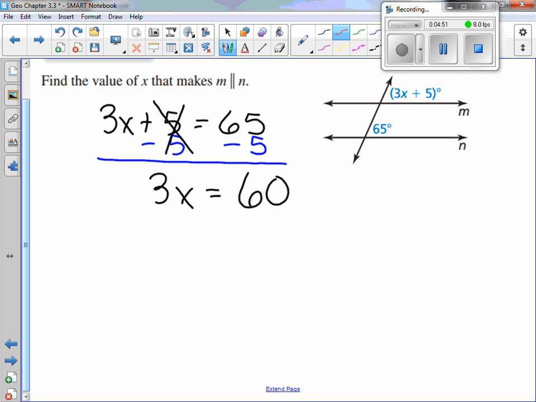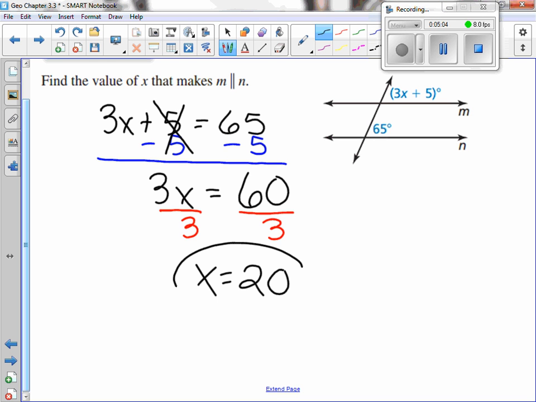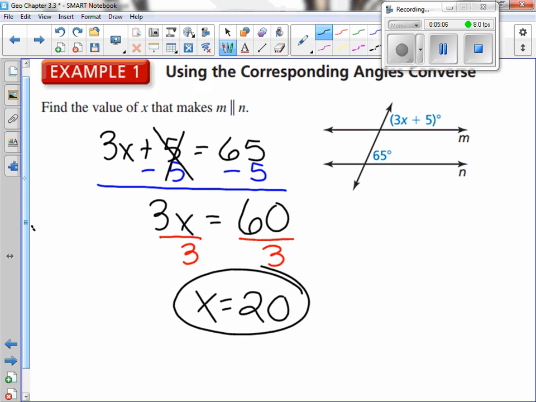And then we would divide both sides by 3. And when we divide both sides by 3, we get what? x is equal to 20. So if the value of x is 20, those corresponding angles would be congruent. And since they're congruent, it means the lines are parallel.